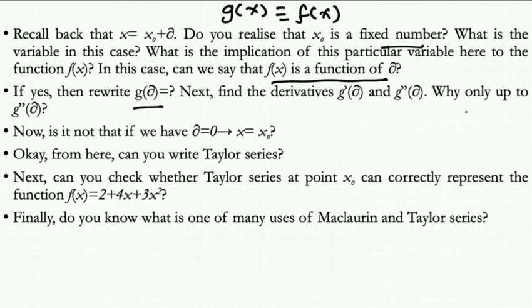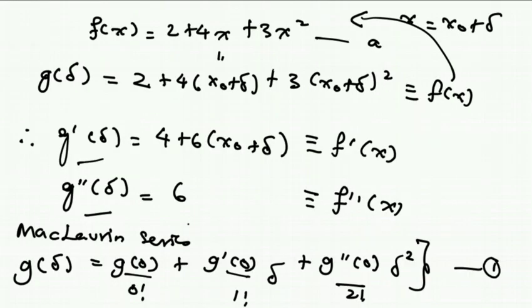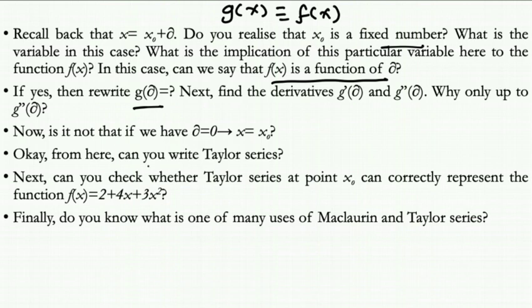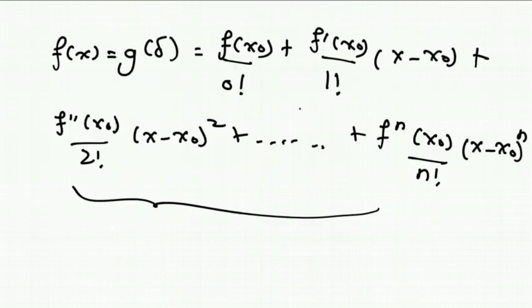Now, why is it only up to g double prime delta? Because in the question given to us, we cannot differentiate it further, because g double prime delta is 6. You don't see x anymore. This time we don't have delta equivalent to 0 and we don't have x equivalent to x naught, because x naught is no longer 0. So from here, we can write the Taylor series. The Taylor series that we have written looks like this in general form.